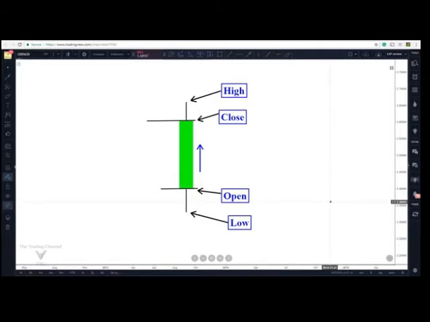Alright, so now that we've quickly been over the anatomy of a candlestick, let's jump into what these candlesticks actually represent. And then later on, we'll discuss how we can use candlestick charts to predict market direction.